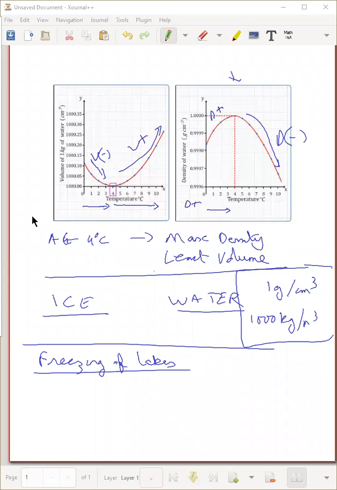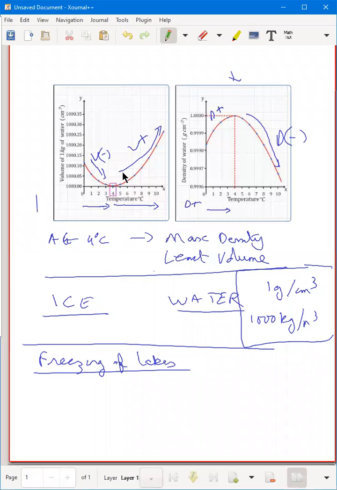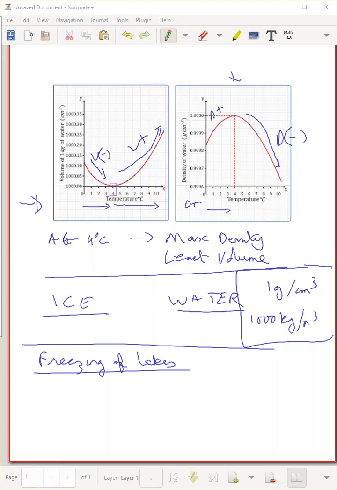All of you will just copy this down, make this chart in your notebooks also if you want. These are very important charts. I'll quickly explain also once. I'll give you a couple of minutes to copy this down and I'll explain to you why freezing of lakes is an important application of the anomalous expansion of water.